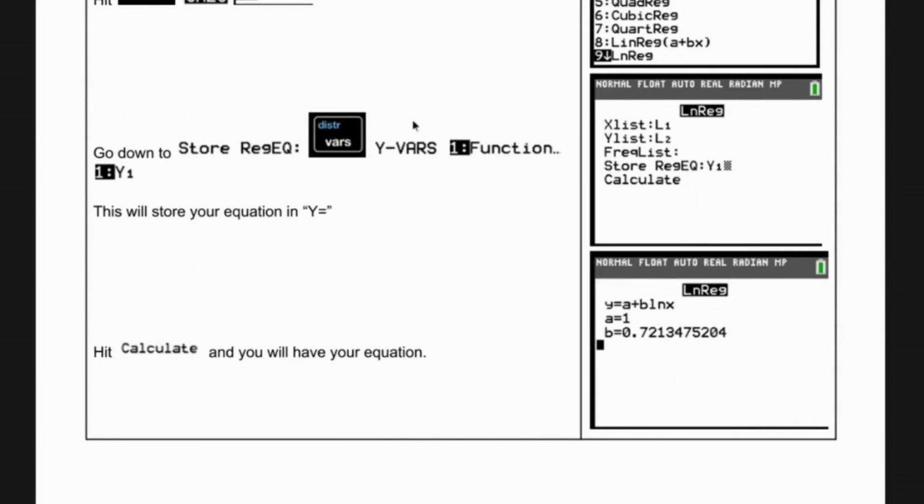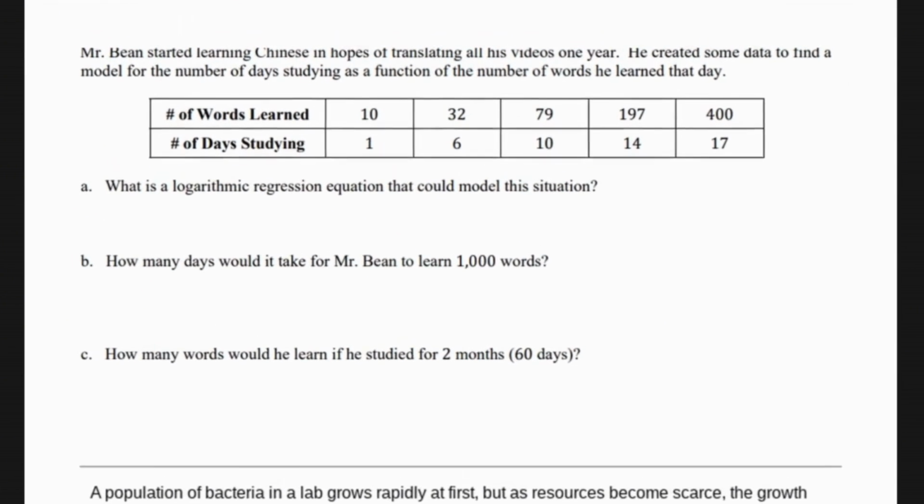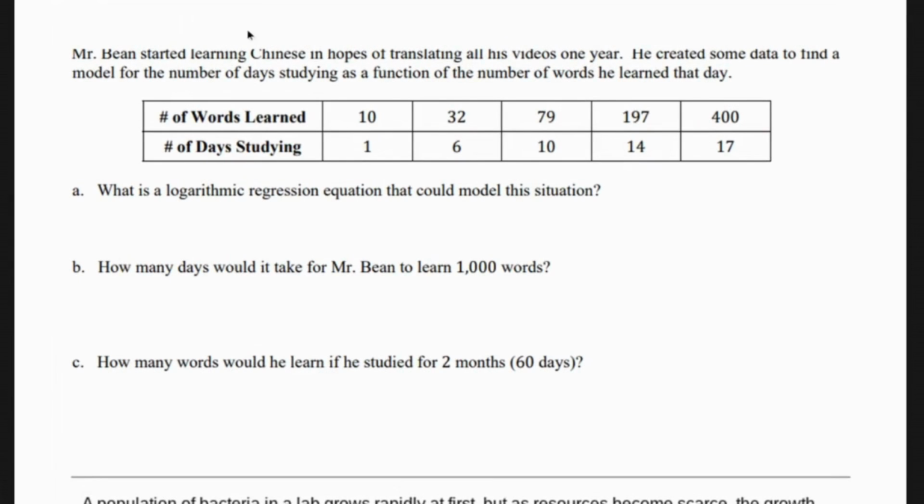So we're starting out strong with a Mr. Bean problem. He's that silly guy that doesn't speak a lot.